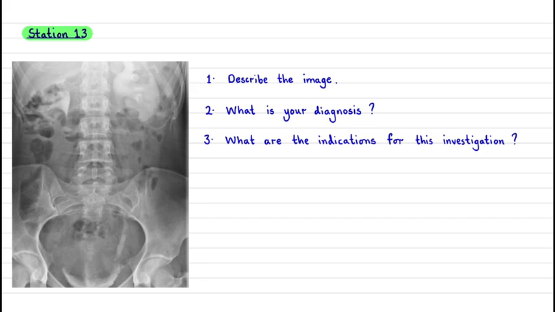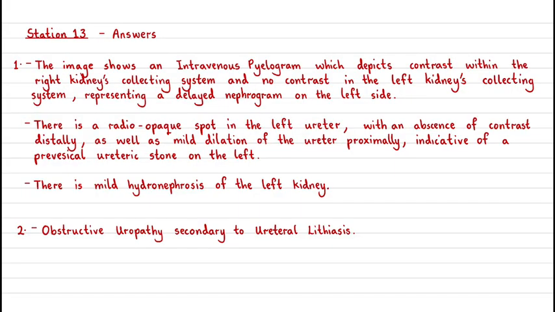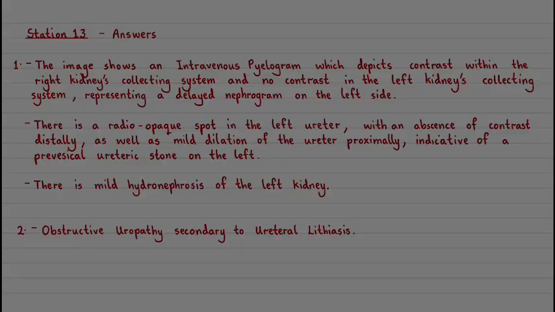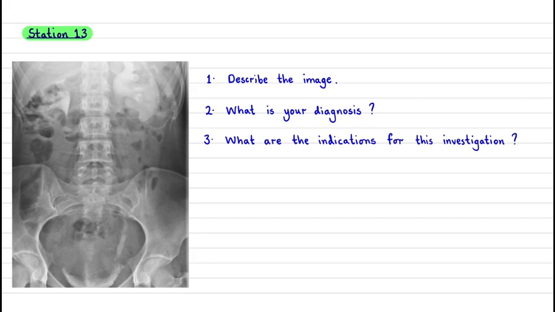Station 13, describe the image. What is your diagnosis? What are the indications for this investigation? So the image shows an intravenous pyelogram, which depicts contrast within the right kidney's collecting system and no contrast in the left kidney's collecting system, representing a delayed nephrogram on the left side. So I'm sure you can see the contrast starting to collect in the right kidney's collecting system, but no contrast yet in the left kidney's collecting system. As you can see here, the contrast is still within the kidney on this side, but on this side, it's already out of the kidneys and it's already starting to collect.